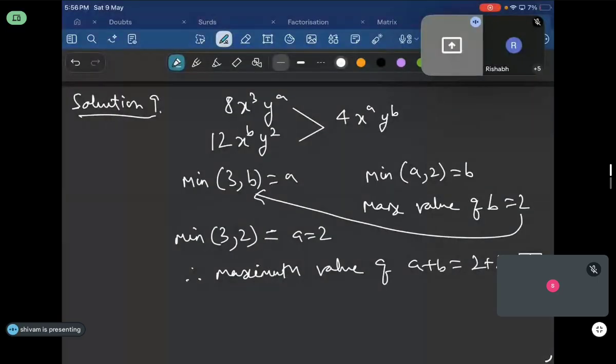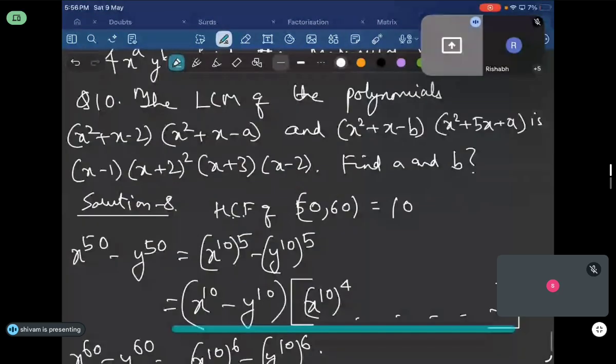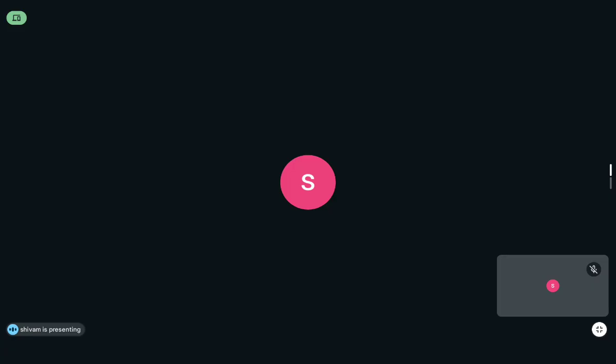Solve number 10. So, solve number 10, tell me. Let us start with number 10, okay everyone? Let's start with number 10.